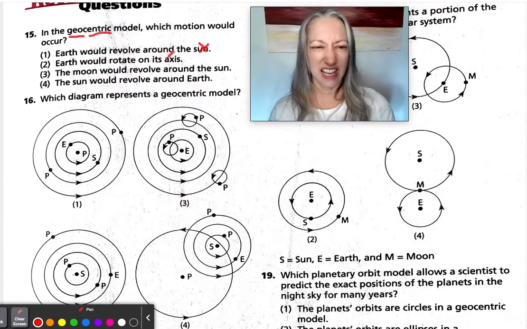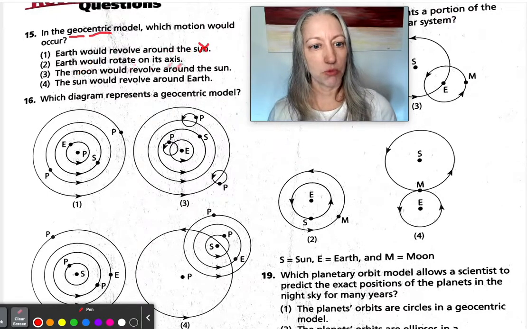Earth would rotate on its axis. Maybe. Moon would revolve around the sun. No, right? Things are not revolving around the sun. We're talking about things that are revolving around Earth. Number 4, the sun would revolve around the Earth.